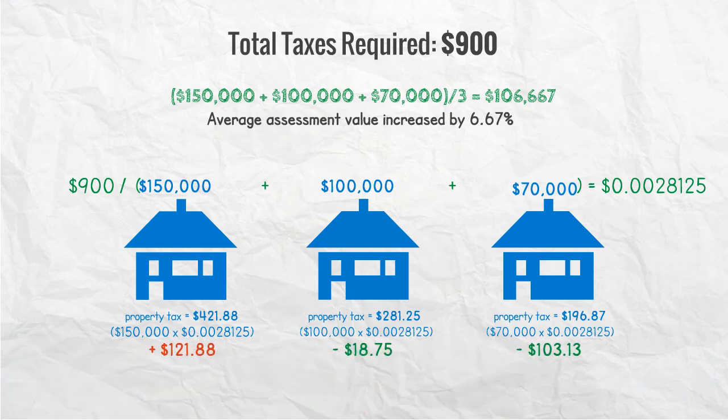In our example, the average assessment value increased by 6.67% in year 2. Because house number 2 and house number 3's assessment value change was less than the average, they had a tax decrease, even though the city didn't collect more in total taxes. Only house number 1, with a 50% increase in assessment value, had to pay a significant increase in taxes.